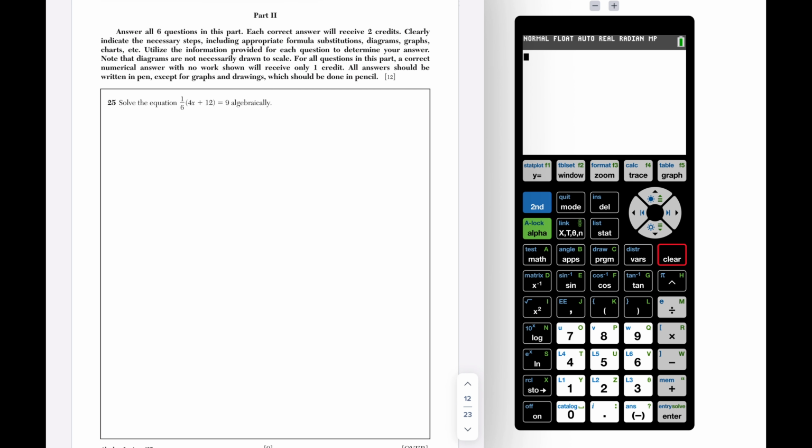So for this one, we are solving an equation algebraically. We have 1/6 times (4x plus 12) is equal to 9. And we're just going to solve this for x. I'm going to use "Don't Call Me After Midnight" as always to solve, because in the beginning it's going to have the steps I need.